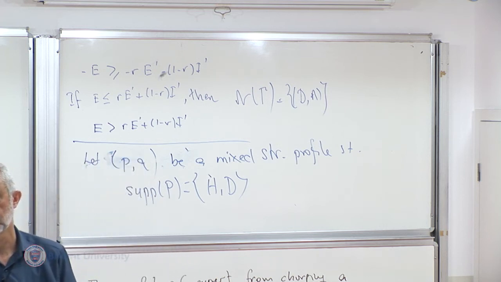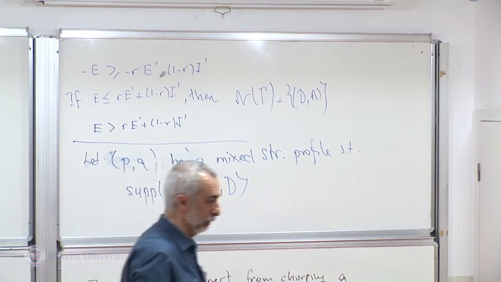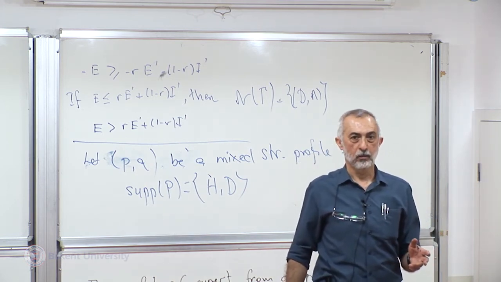If a pure strategy is a best response, does it mean that it is played with probability 1? We say that it's played with probability 1? No, it doesn't have to be.